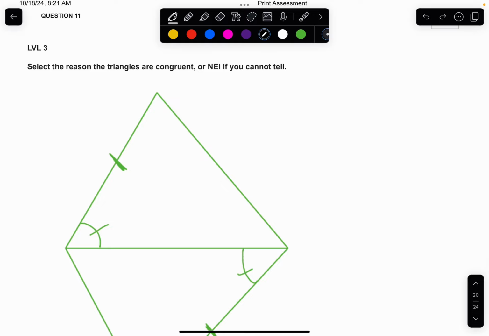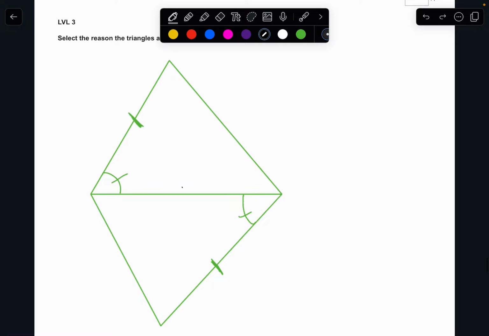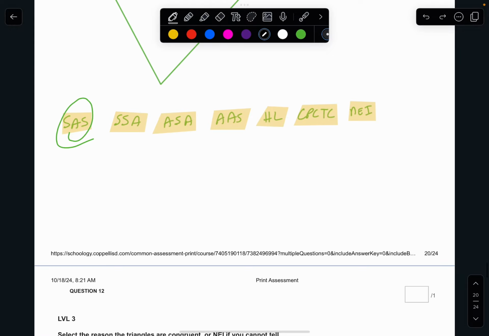Select the reason the triangles are congruent, or NEI if you can't tell. I think I can tell. There's a shared side. Side, included angle. Do we have the same thing over there? Yes, we do. So side, included angle would be side, angle, side. Nailed it.